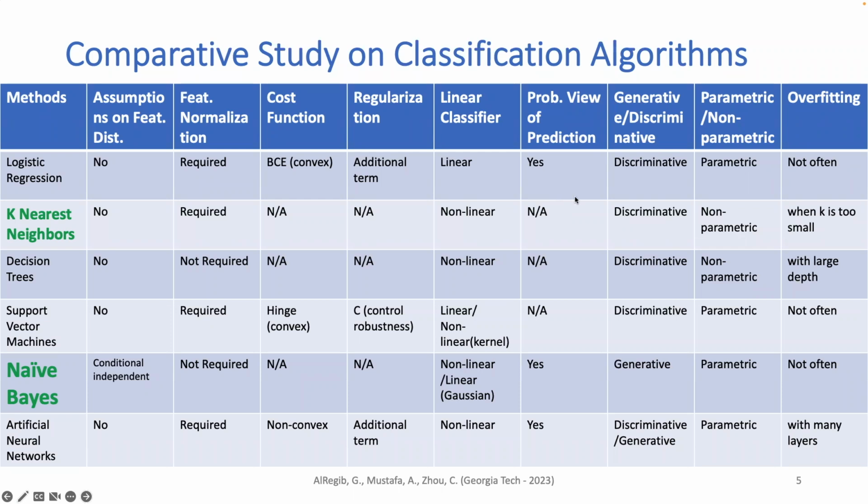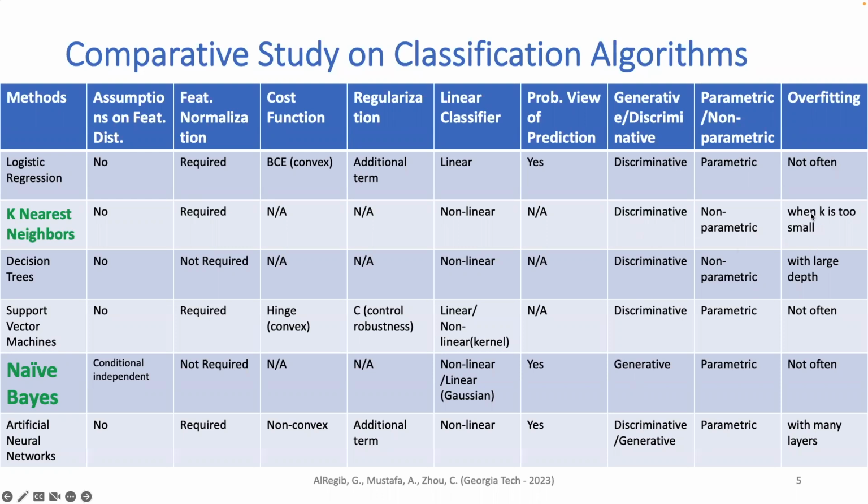Do we have a probabilistic view of prediction? We don't have that in KNN, but we do for the naive Bayes. The whole idea is that the Bayes rule comes into the picture, so we can estimate the posterior probabilities in this case. And then in a minute, I will talk about what we mean by generative compared to discriminative classifiers, and then what is parametric compared to non-parametric, and then overfitting.